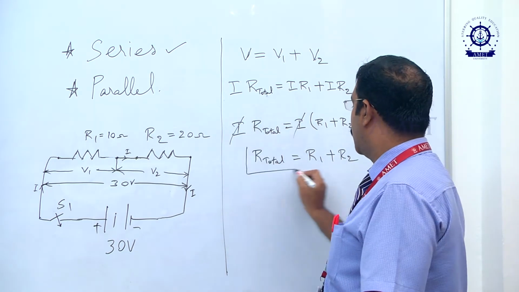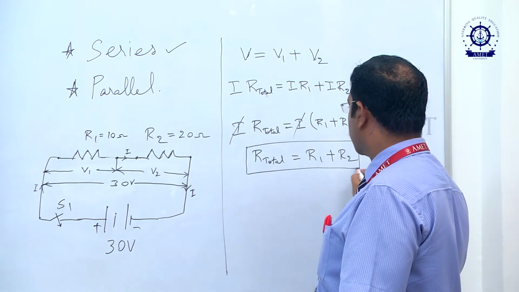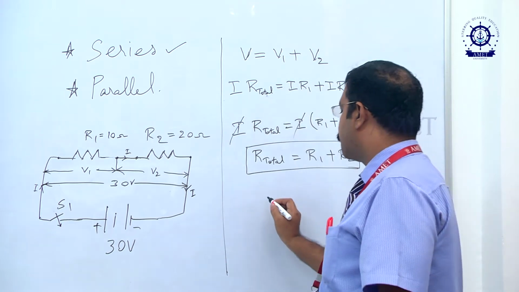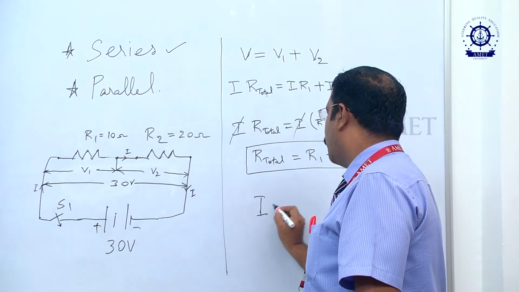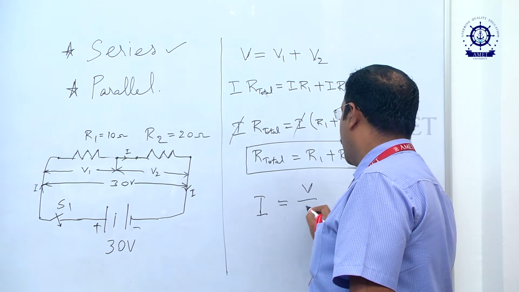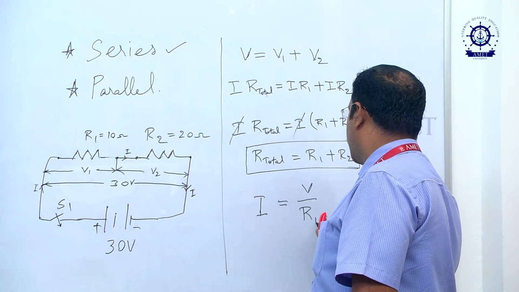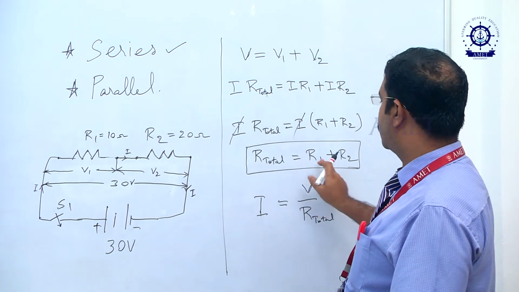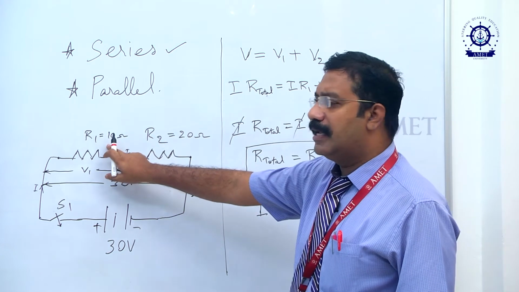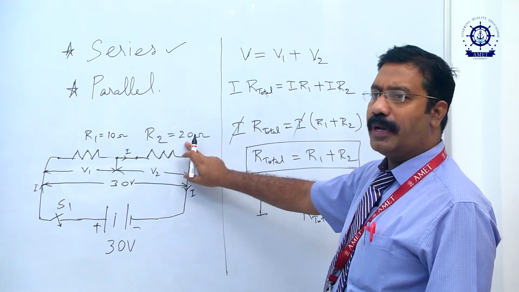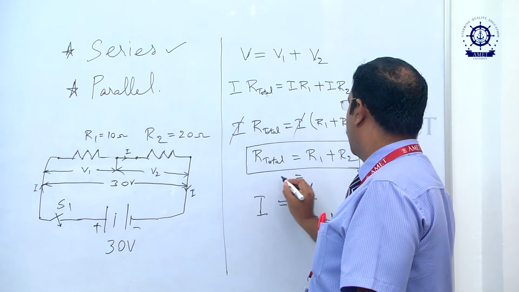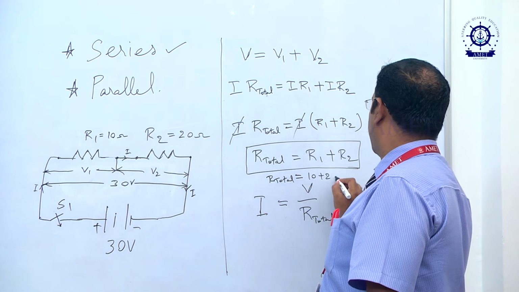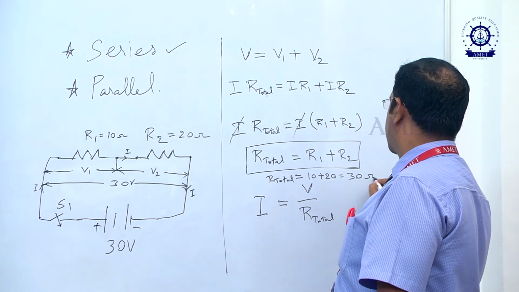Therefore, this is the total resistance, and V is equal to V1 plus V2. I can easily be found out by I is equal to V by R equivalent or R total. Here in this equation, R total is equal to R1 plus R2. What is R1? 10 ohm. What is R2? 20 ohm. That means what is R total? R total will be equal to 10 plus 20, which is equal to 30 ohms.